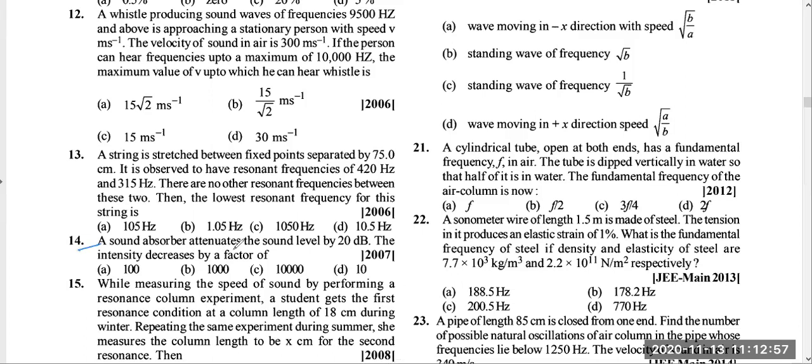So a sound absorber attenuates the sound level by 20 dB. Attenuates again, right? Decreases. So I hope all of you remember we have solved this kind of problem. It was 100 as the answer. We have solved it.